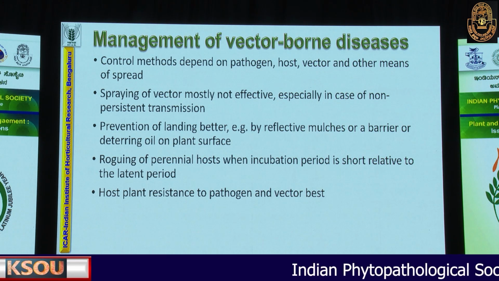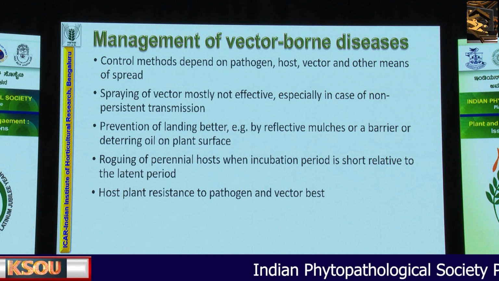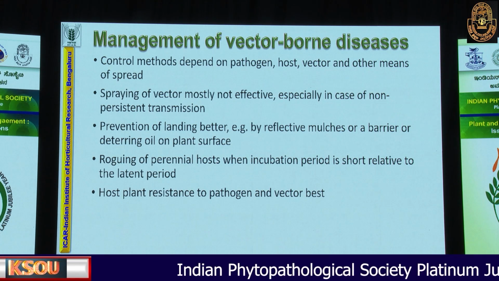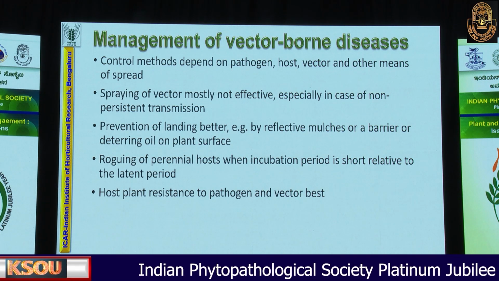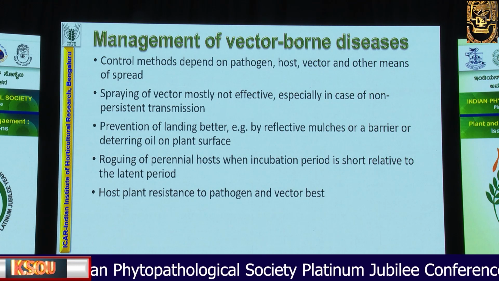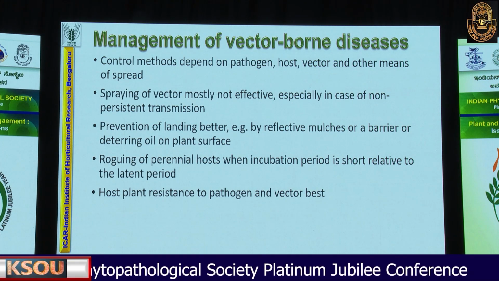Then the next option is preventing the landing and changing the behavior. That is the water we use, the reflective mulches or barrier crops or oils to spray, so that they deter the landing, or the penetration and feeding behavior of the insect vector are changed.